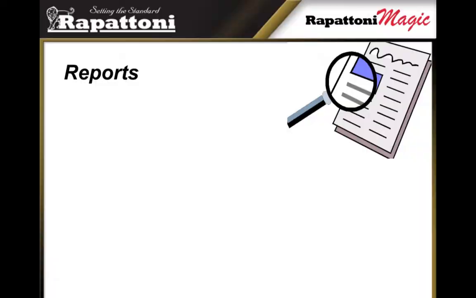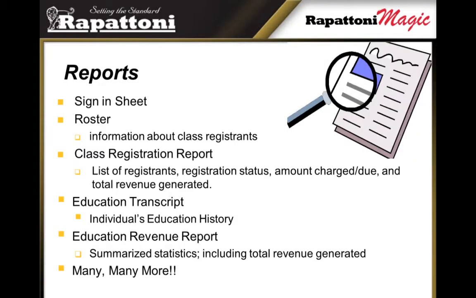Let's take a review. We looked at several reports in Magic, first being the sign-in sheet. We also looked at the roster and saw that you can decide what information you want to include to do with your class registrants. We looked at the class registration report, which includes the list of registrants, their status, the amount they were charged or still have due to pay, and we could actually see a total revenue generated for that class.